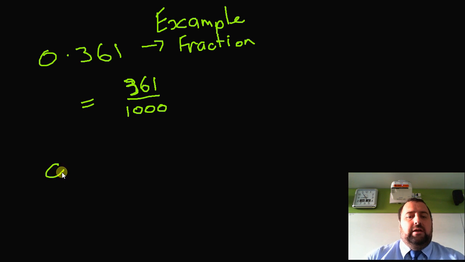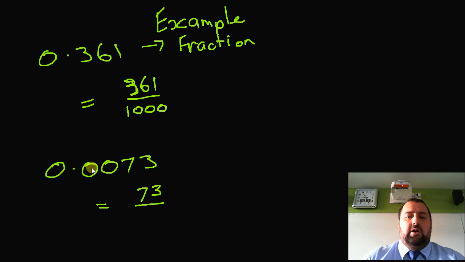Another example that I'm going to look at is if I have 0.0073. So when I put that into a fraction, I could put 0073 here on the top line, but the 00 wouldn't be useful, so I'll just put 73. But on the bottom line of the fraction, I still have to count the zeros as decimal places. So I'm going to have a 1 followed by 1, 2, 3, 4 zeros. So my answer becomes 73 over 10,000.